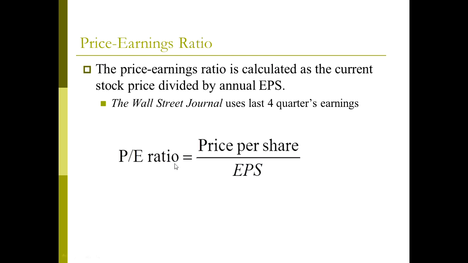The P/E ratio equals price per share divided by earnings per share. The Wall Street Journal uses the last 4 quarters of earnings. Each year, you will have 4 earnings numbers. Each quarter, the company will report one.